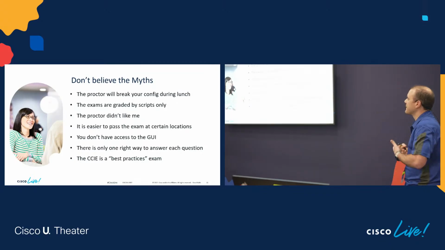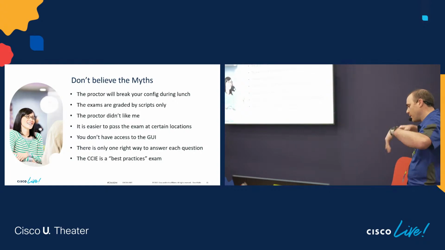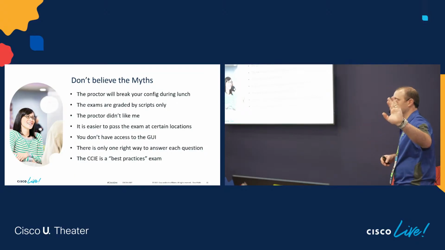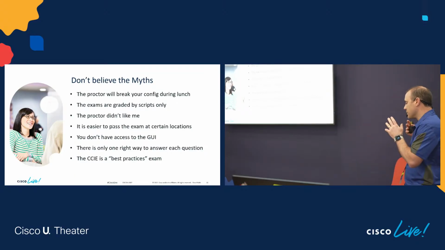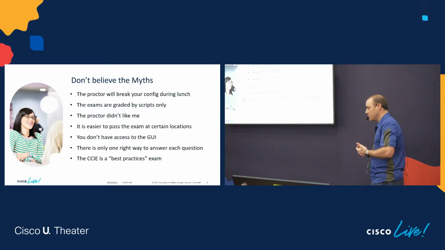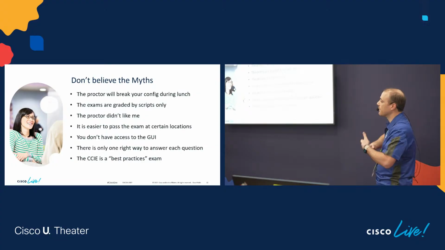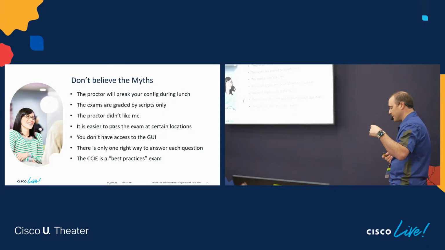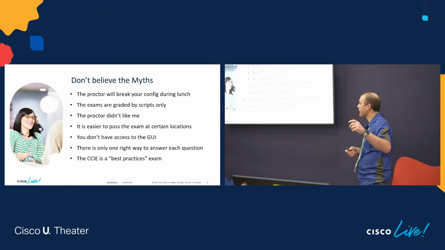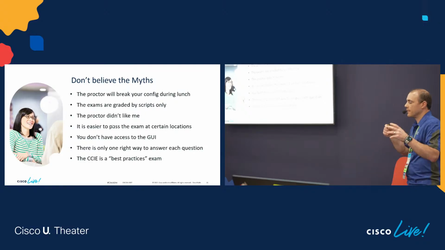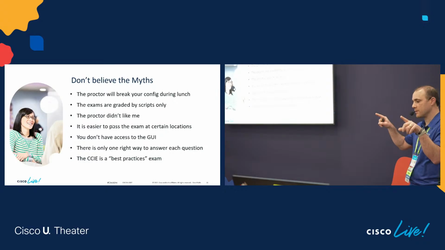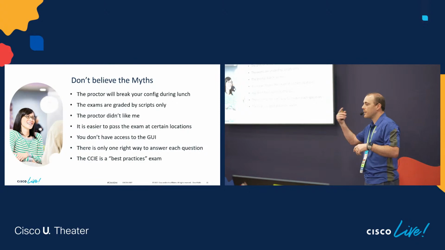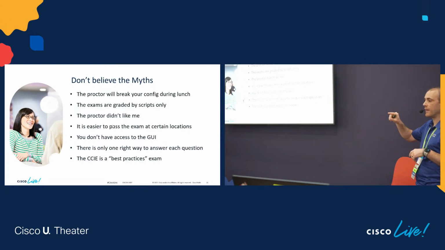The other one is that the exams are graded by scripts only, and that we don't care about what happens with the grading. Once the grading script runs, that's it, we don't care. That again is not true. Yes, we do use grading scripts to grade exams, but every single candidate, every single exam has a proctor assigned to it. What the proctor does is go through every single question, every single item that the grading script has marked as fail. He's going to verify that indeed that is a fail item, okay?